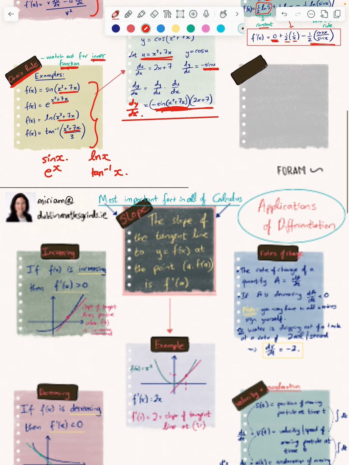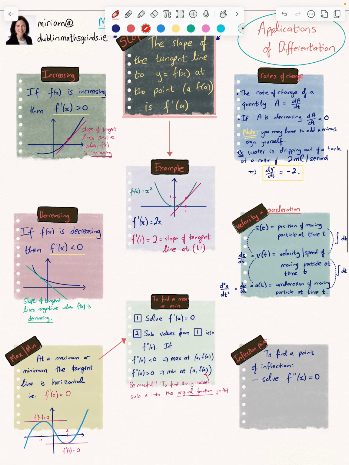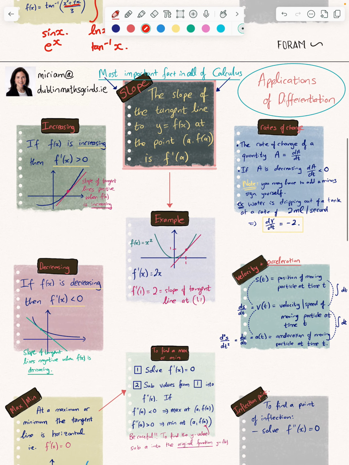And now moving on to the applications of differentiation and the most important fact in all of calculus. Big statement right there. The most important fact in all of calculus is that the slope of the tangent line to a curve at a point is given by the derivative. So the minute you hear about a tangent line to a curve, think about taking the derivative to get the slope of that tangent line.